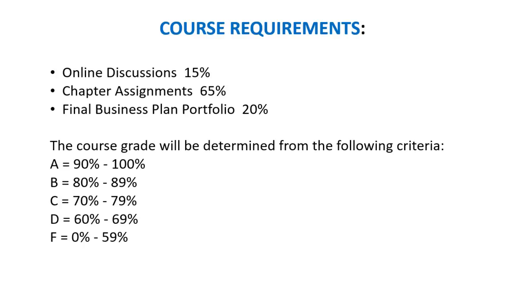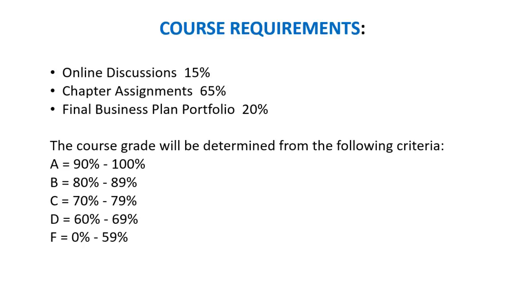It's really important that for chapter assignments you go back by going to the grade tab and then clicking on the assignment that you submitted and looking at all the feedback. The feedback will show up in the rubric, and it will also show up on the actual paper, and make any changes that I've specified. And last is your final business plan portfolio, and it's worth 20% of your grade.